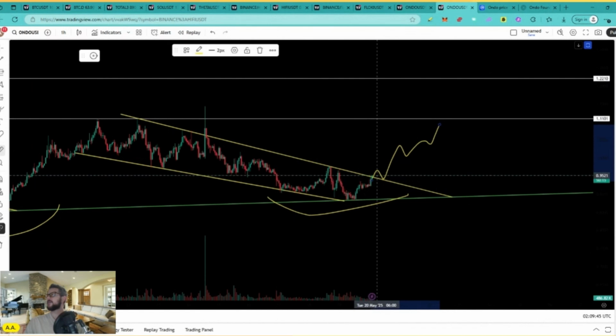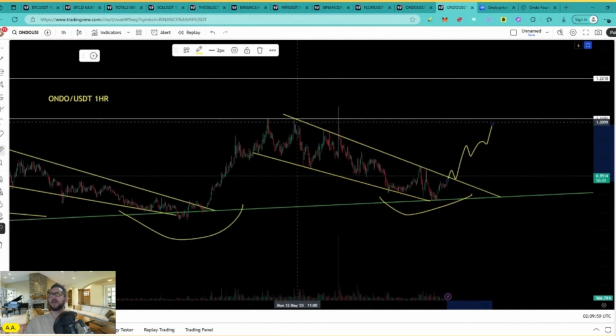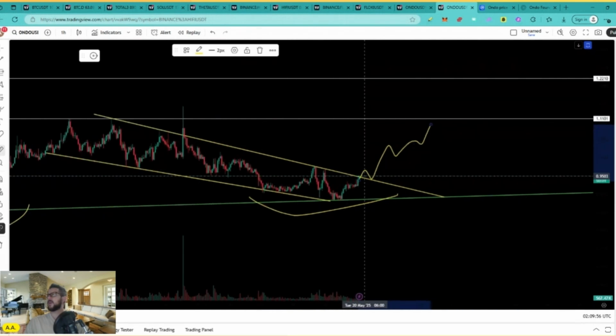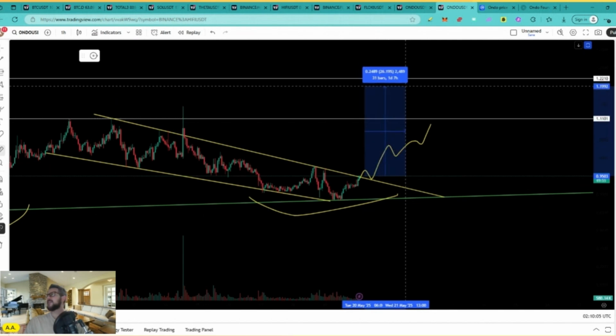The first target is located at $1.11. That's the previous all-time high according to Binance that we saw back in early May. The measured move from the current price levels to this first target, that's approximately a 17% move. The next target that I have here on the chart is located at $1.22. And this is my short-term price prediction when it comes to ONDO.